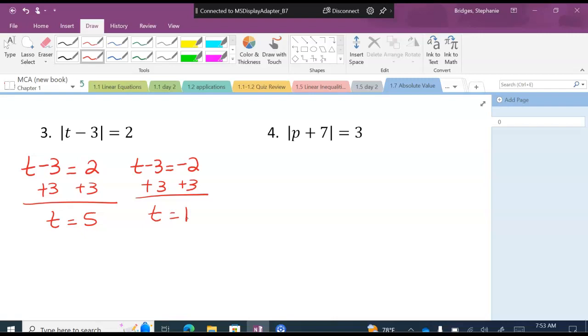What's 5 minus 3? 2. Does 2 have an absolute value of 2? It does, so that one works. What's 1 minus 3? Negative 2. Does negative 2 have an absolute value of 2? It does. So both of those are valid answers, and we can put them both in the answer blank. So we get 5 and 1.